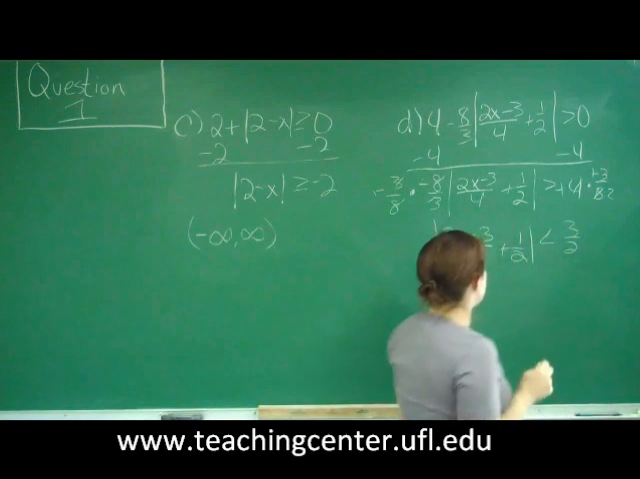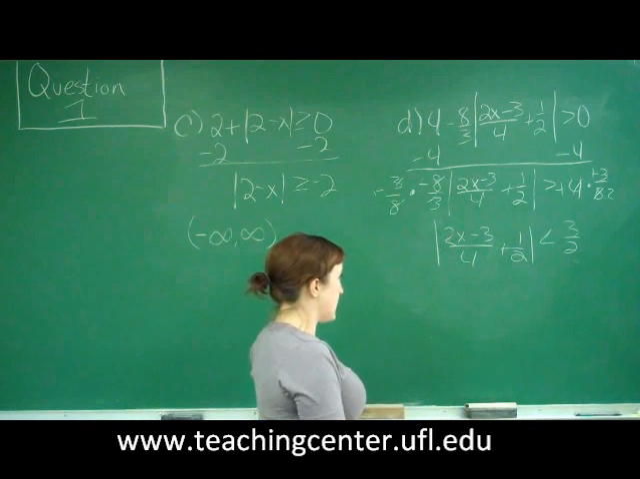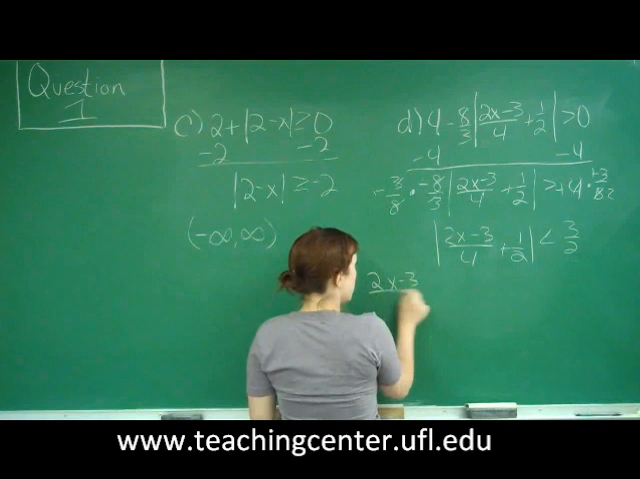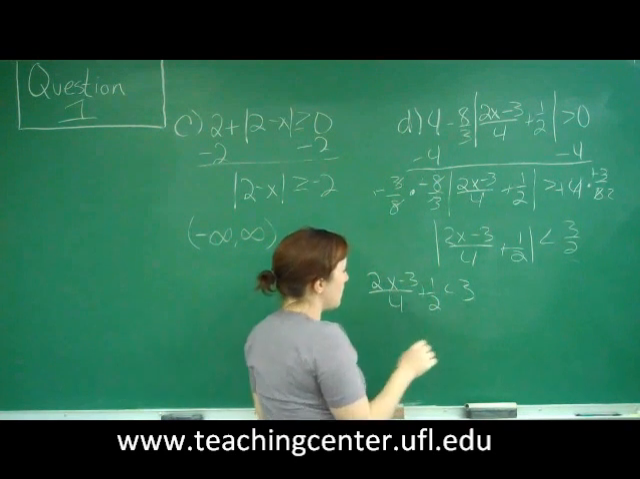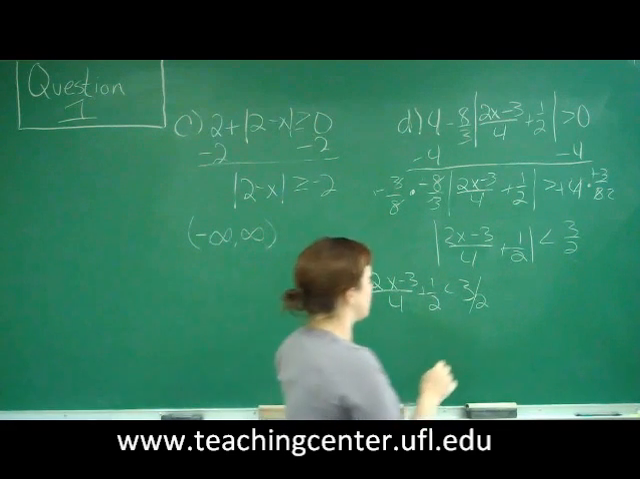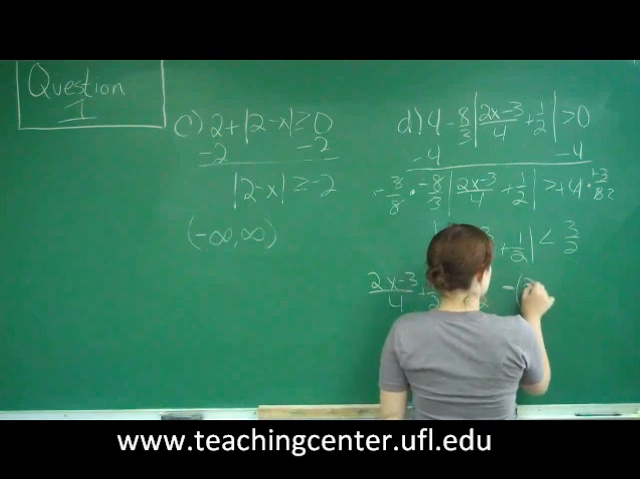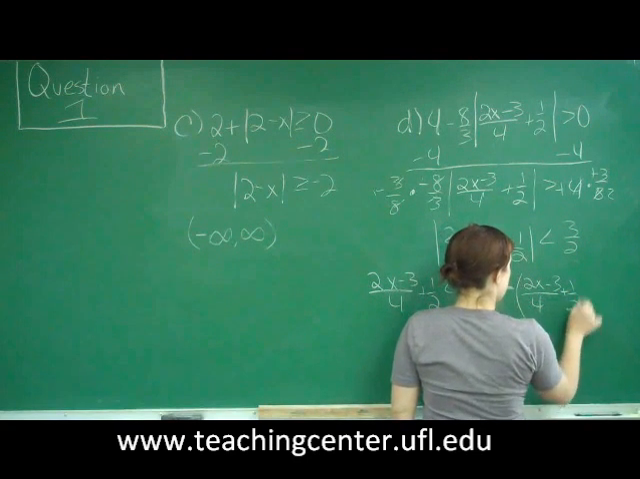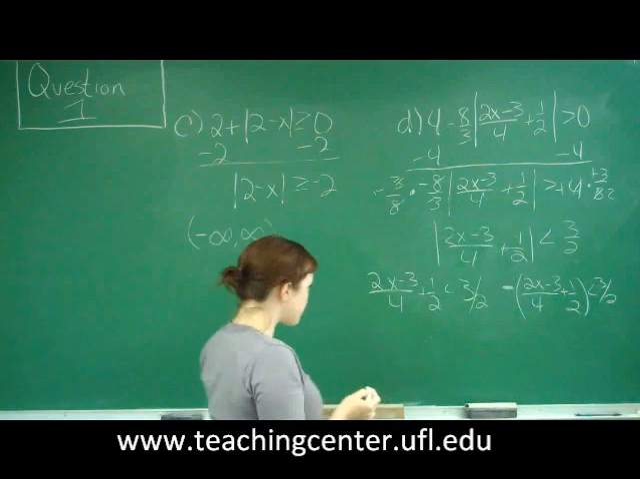So now that we have this inequality, we're going to break this up into two, because it's an absolute value. So one way we'll just have (2x minus 3)/4 plus 1/2 be less than 3/2. So that's one inequality we're going to have to solve, but we're also going to have to solve negative times (2x minus 3)/4 plus 1/2 has to be less than 3/2. So we're going to solve each of these.